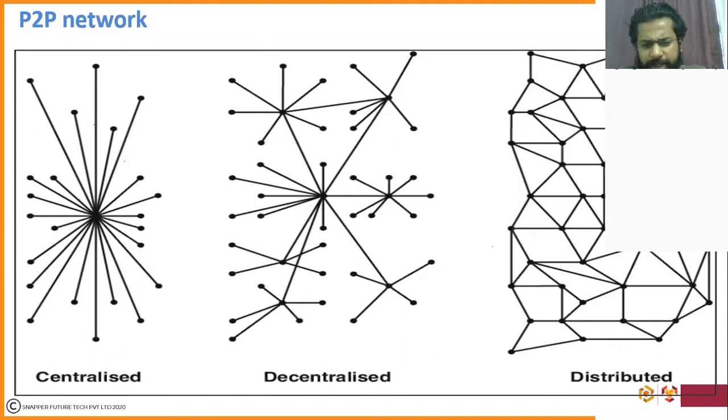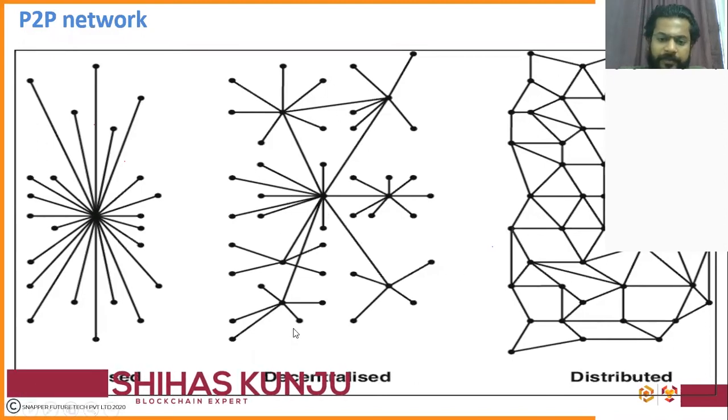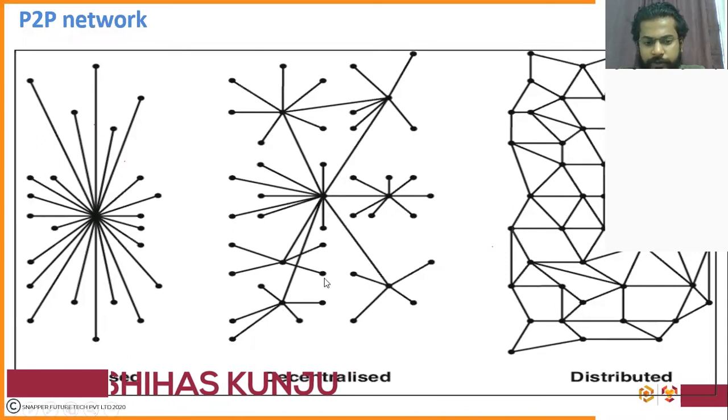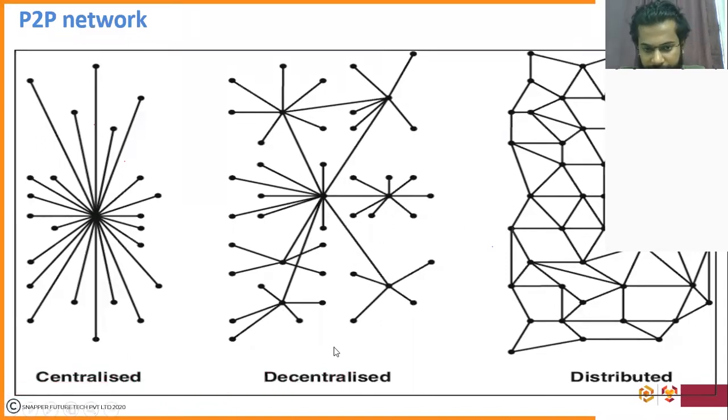When you come to decentralized architecture, you have a main server in between and multiple sub-servers. And you have clients attached to these sub-servers. So even if one of the sub-servers goes down, only those clients are affected, but the other part of the network is not affected. But these clients are not able to interact with any other clients because this particular server is down. And if the main server goes down, the entire network is down.